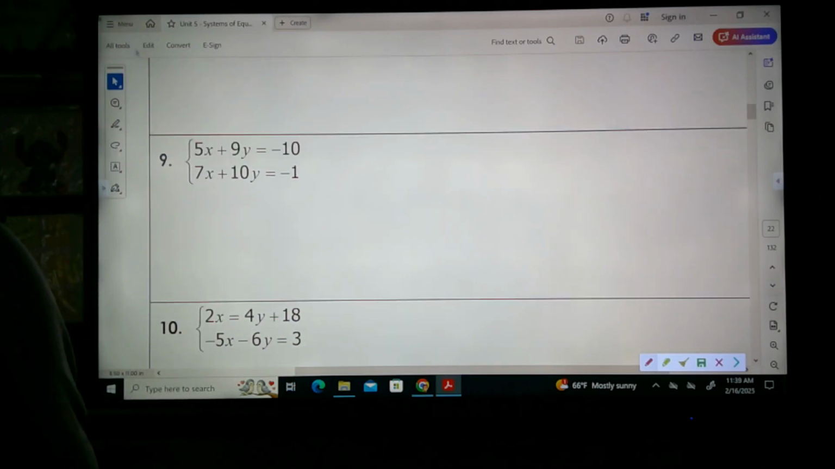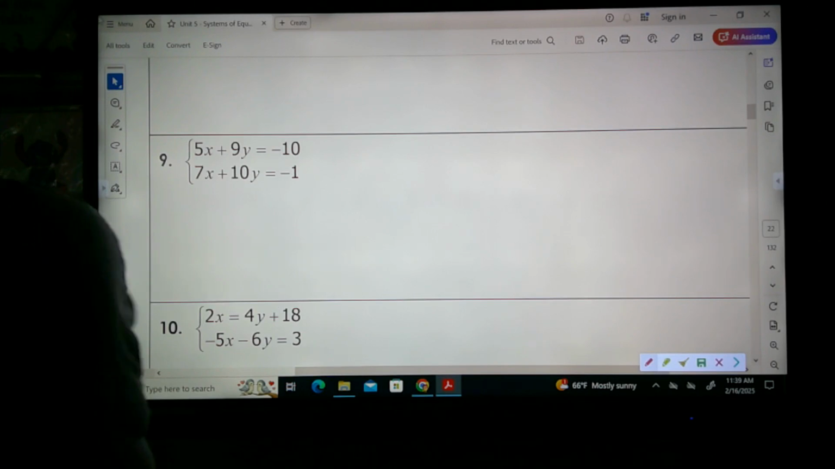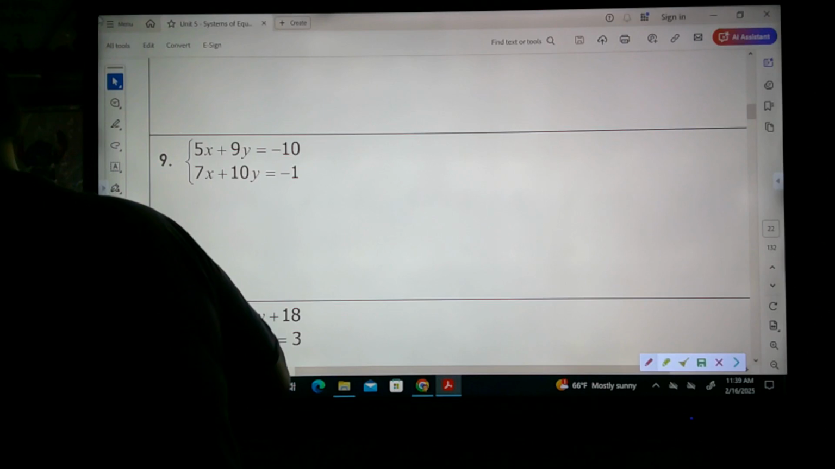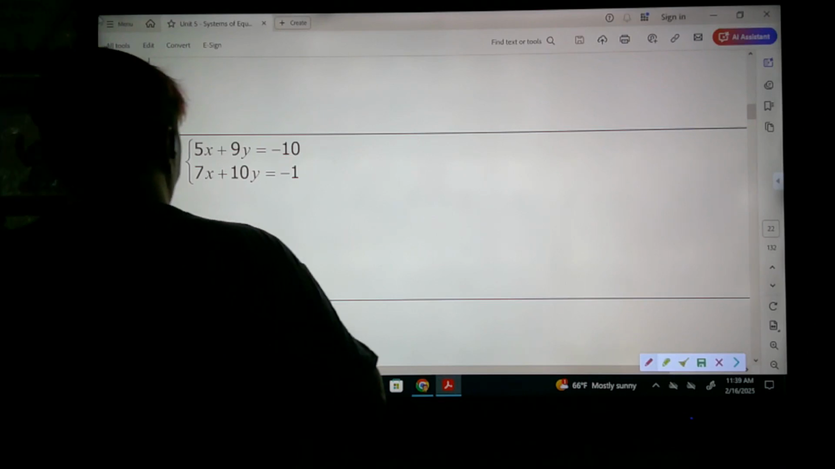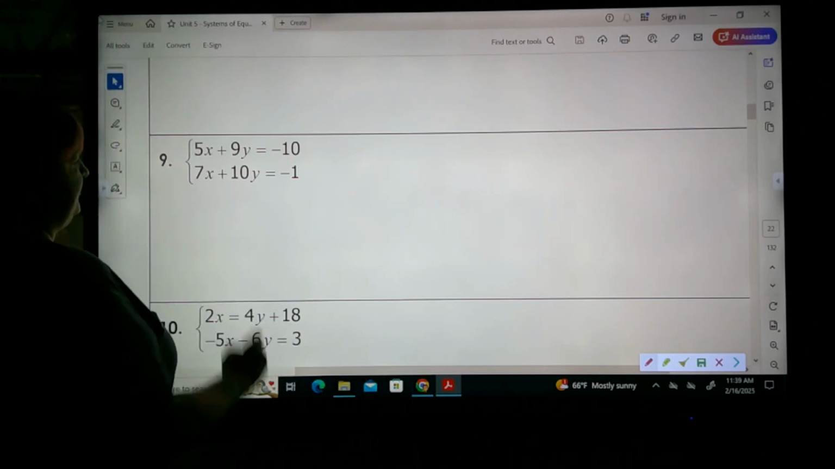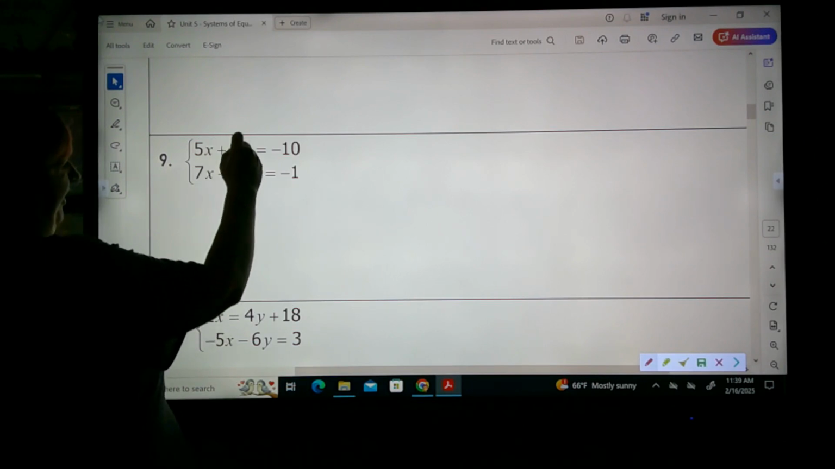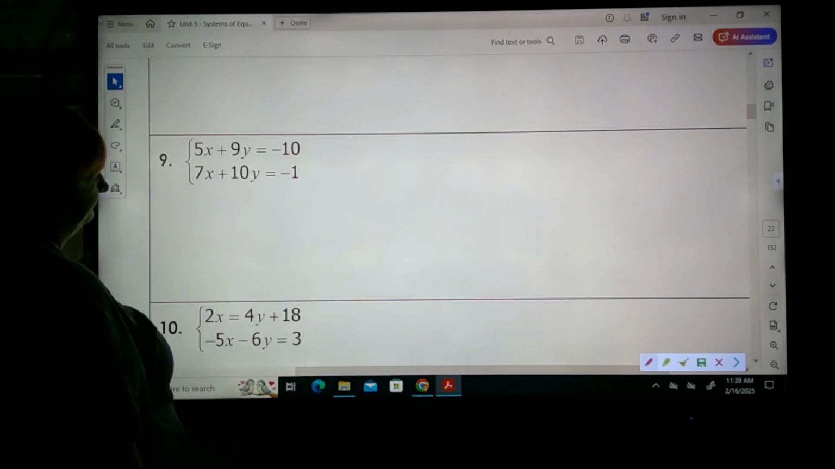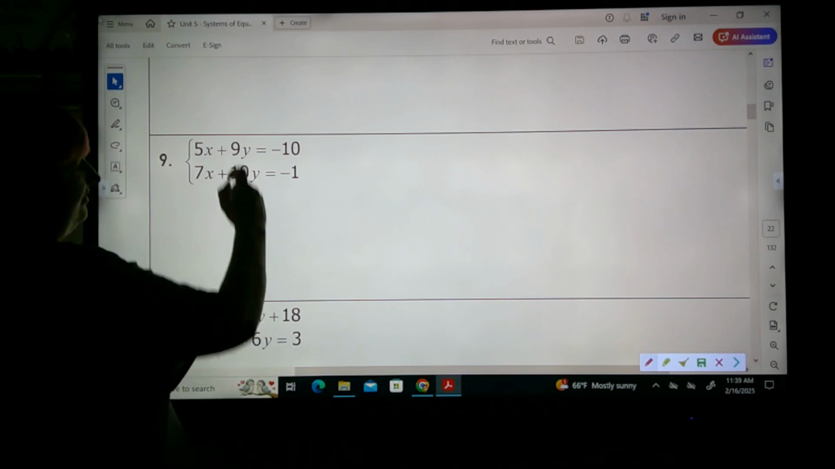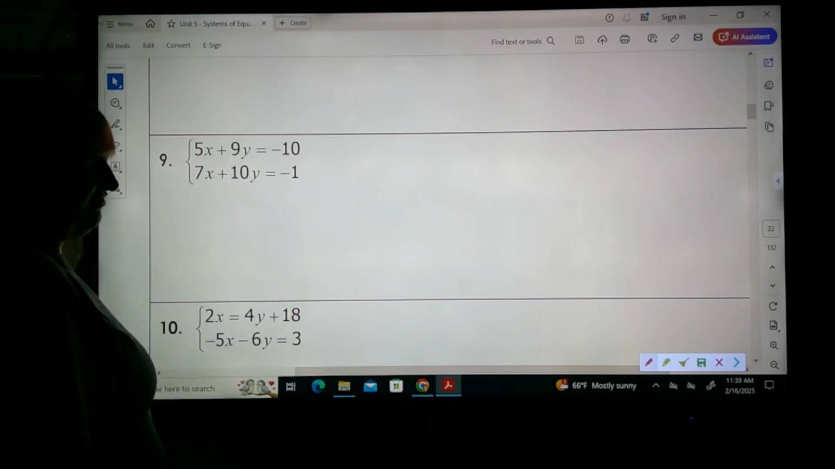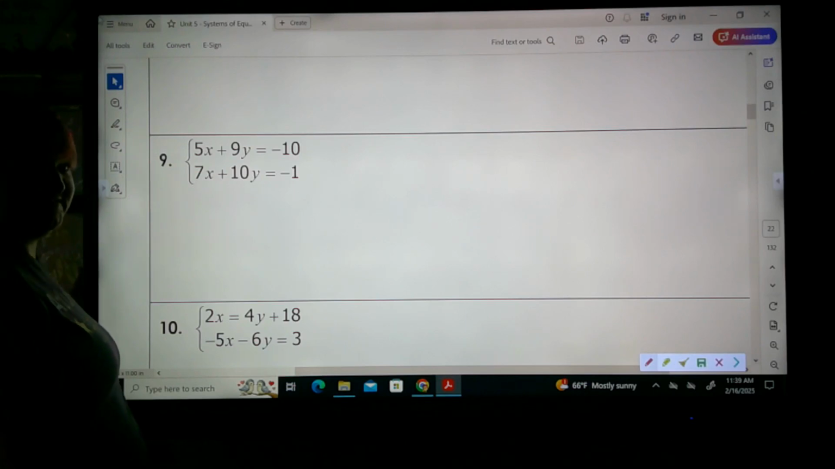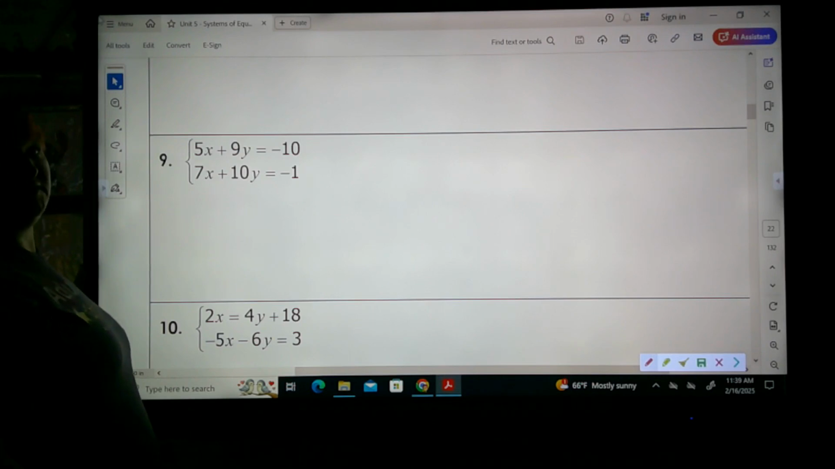Number 9. Let's see, we have 5 and 7, and we have 9 and 10. The greatest common multiple of 9 and 10 is 90. That is a very large number. I don't want to deal with a 90.